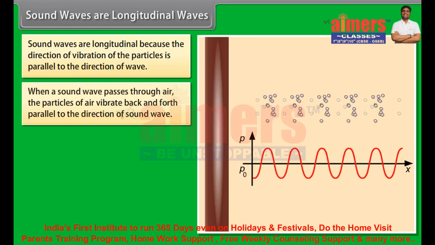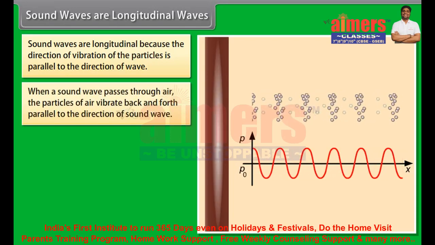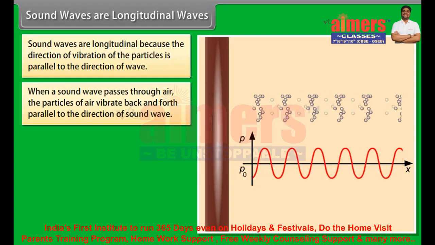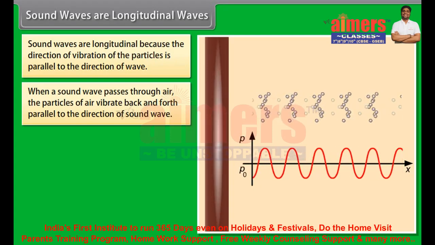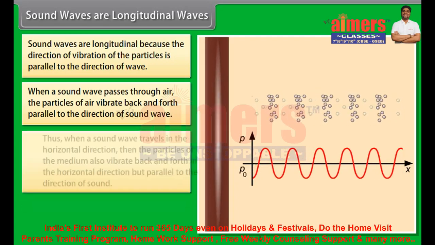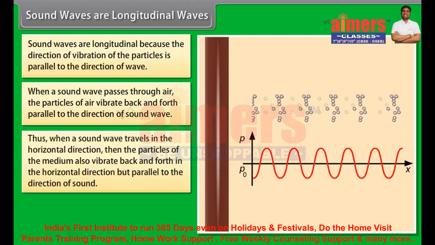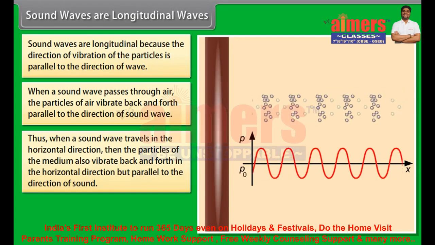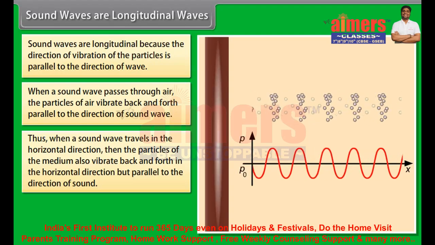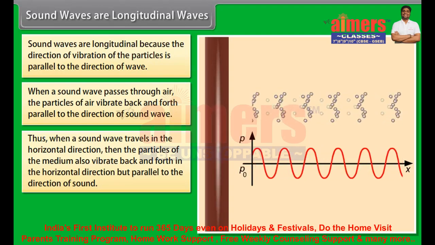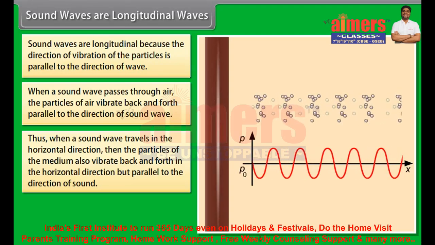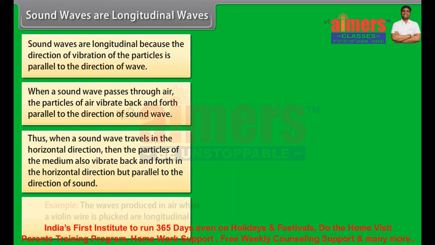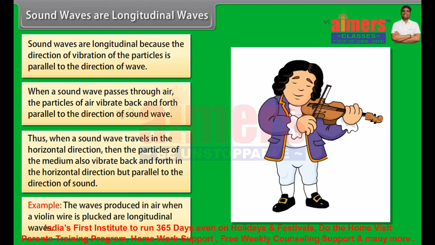When a sound wave passes through air, the particles of air vibrate back and forth parallel to the direction of the sound wave. Thus, when a sound wave travels in the horizontal direction, then the particles of the medium also vibrate back and forth in the horizontal direction, but parallel to the direction of sound. For example, the waves produced in air when a violin wire is plucked are longitudinal waves.